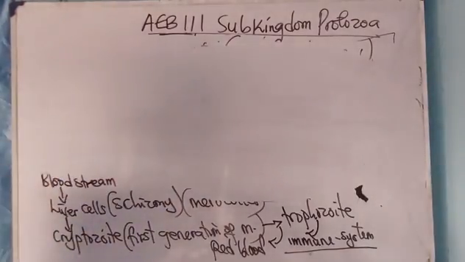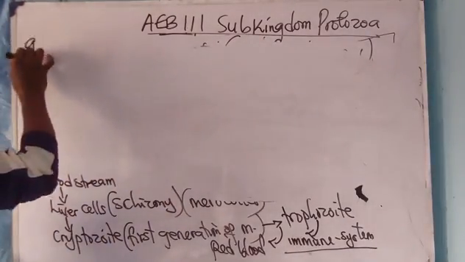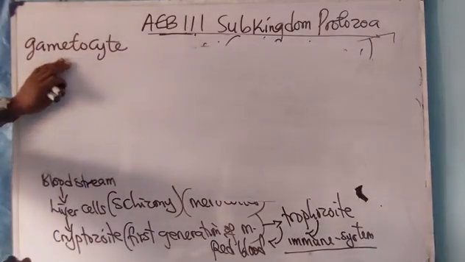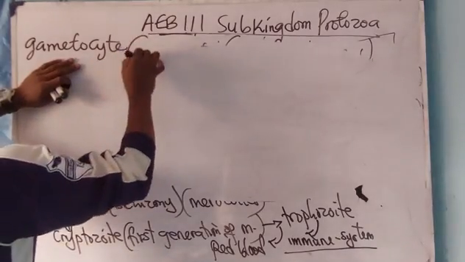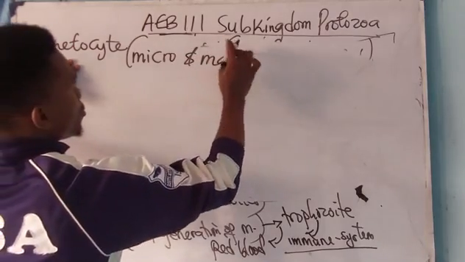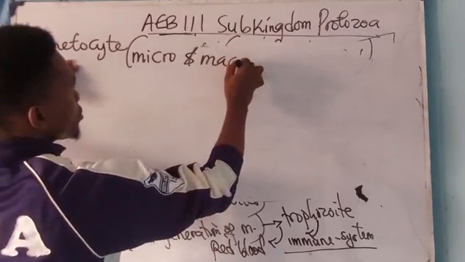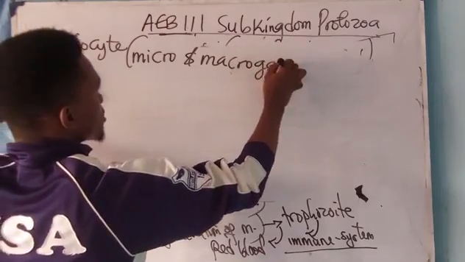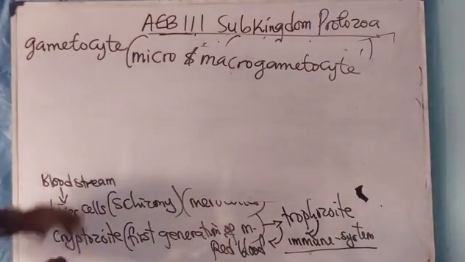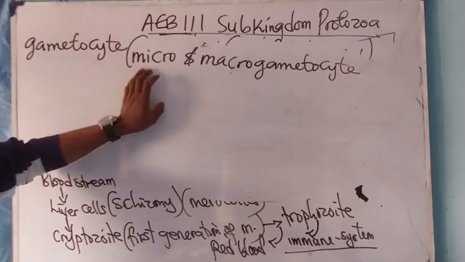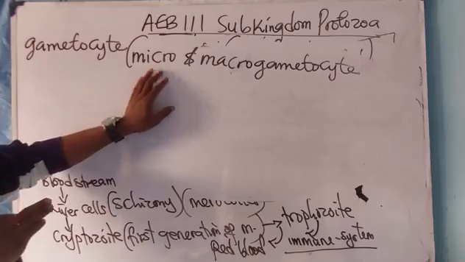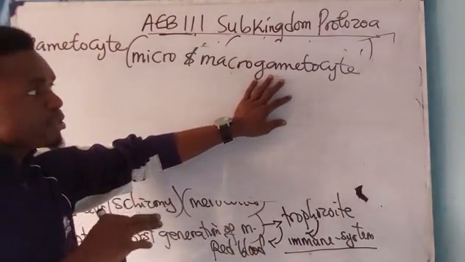Now, the merozoite stage will form a gametocyte. The merozoite stage forms what? A gametocyte. You now have the microgametocytes and macrogametocytes. The merozoite stage forms the gametocyte. The microgametocyte is the male gametocyte. The macrogametocyte is the female gametocyte.